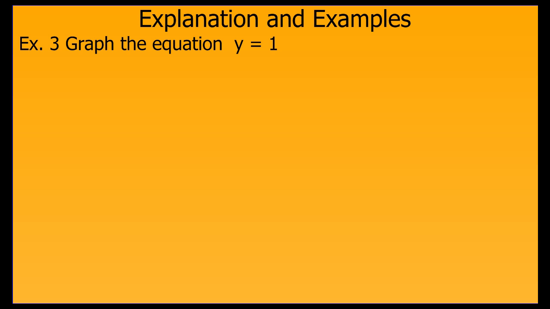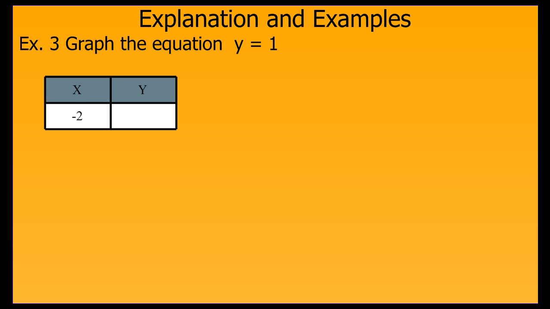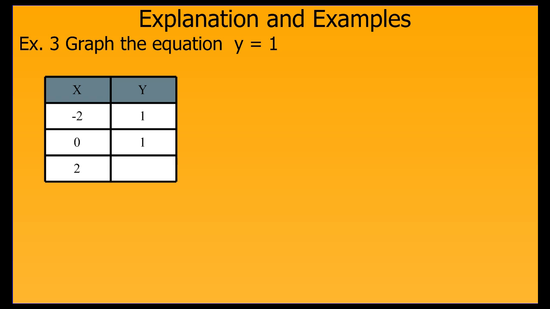This third example is a little different. Notice it's already solved for y and there's no x in the equation at all. Again, I can pick any x I want, so I pick negative 2. But in this equation, it doesn't really matter what I pick for x. Y will always be equal to 1. Now I'll pick 0 for x. But again, y is 1. Just to be sure I understand what's going on, I'll pick 2 for x. And y is still 1.